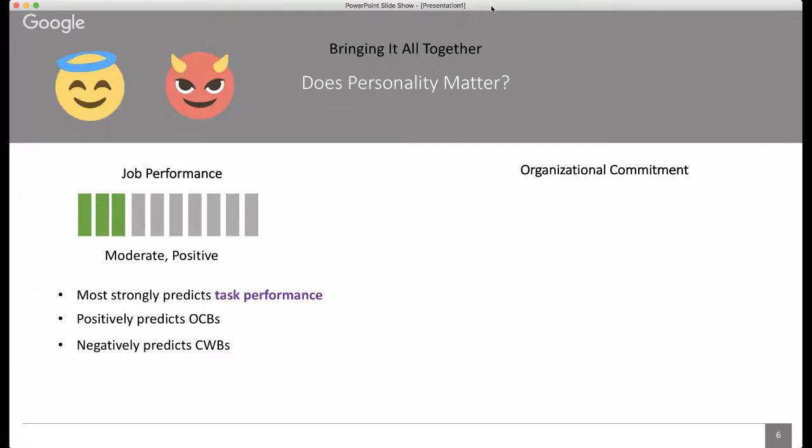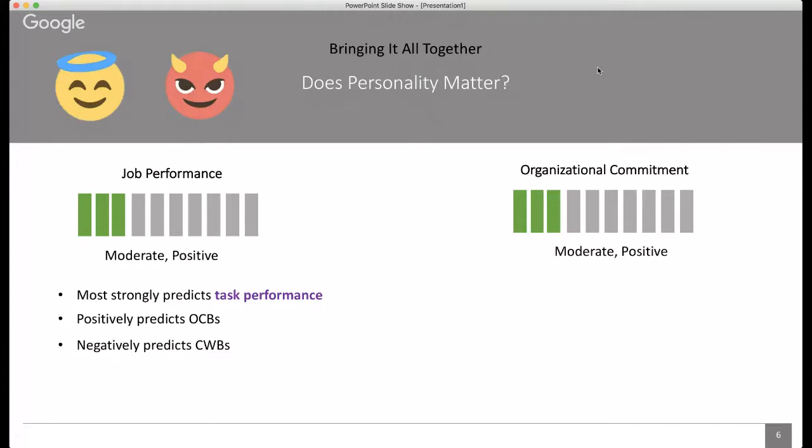Okay, so moving on to the last point here, personality also affects organizational commitment to the same extent. It's a moderate positive 0.30 correlation. Conscientiousness is related to persistence. Individuals are likely to persist in tasks, to work hard, to be diligent. And for this reason, conscientious individuals are more likely to stay with their organizations.